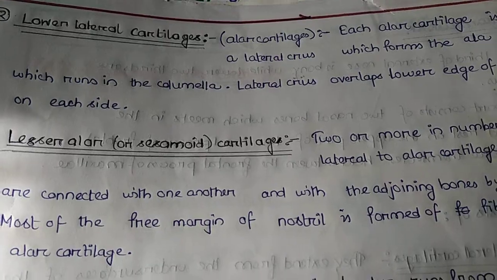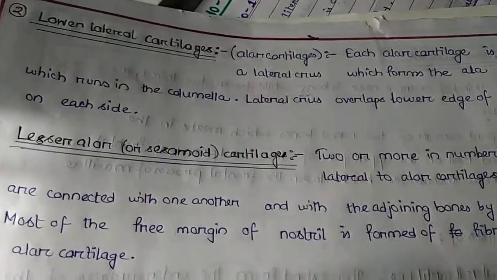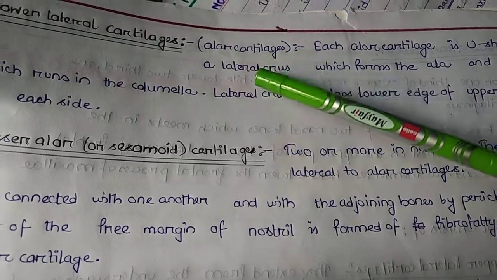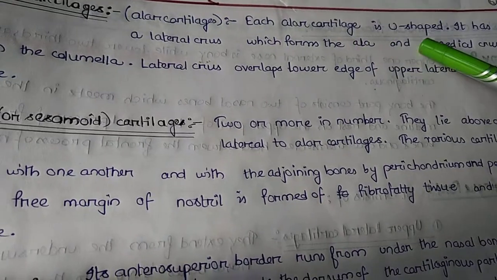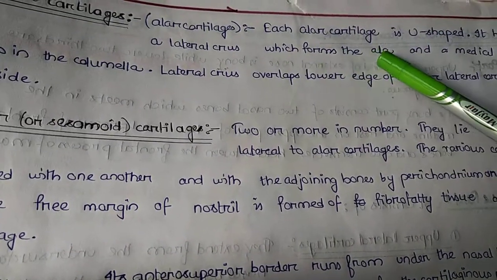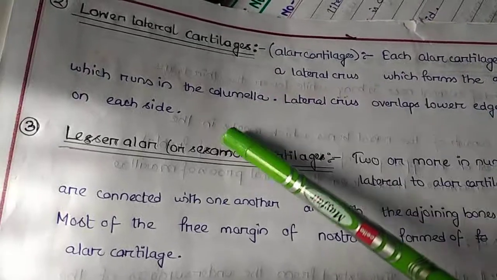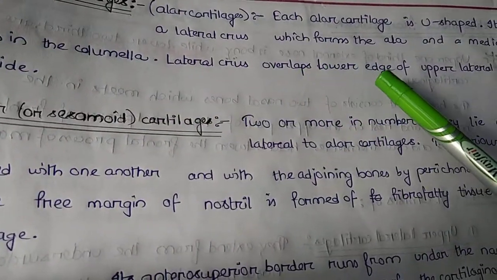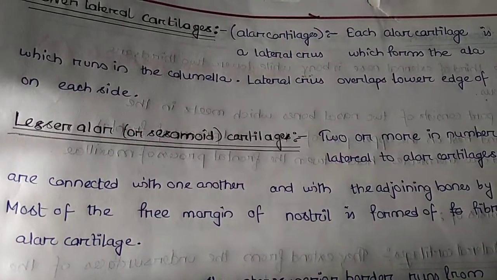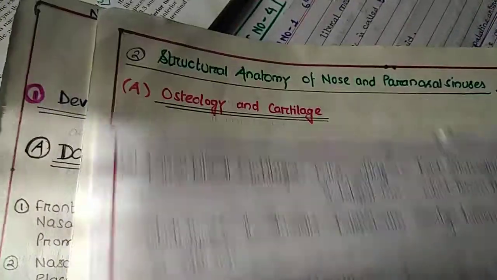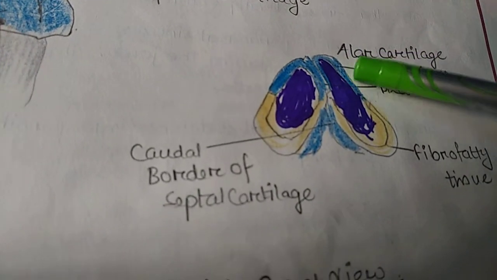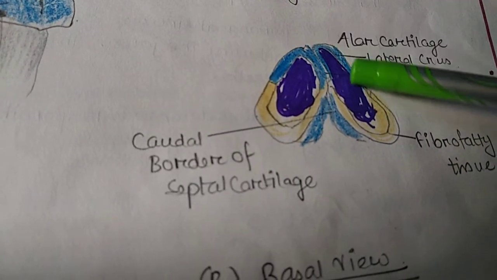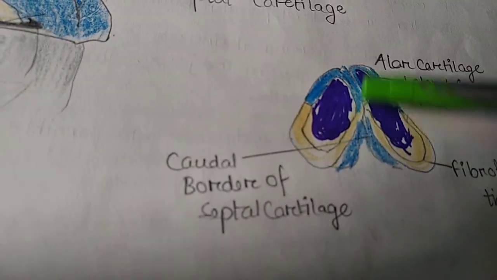Now come to the lower lateral cartilages, which are also called alar cartilages. There are two alar cartilages. Each alar cartilage is U-shaped. It has a lateral crus which forms the ala and a medial crus which runs in the columella. The lateral crus overlaps the lower edge of the upper lateral cartilage on each side. Here you can see in this diagram the alar cartilages with the lateral crus and the medial crus.